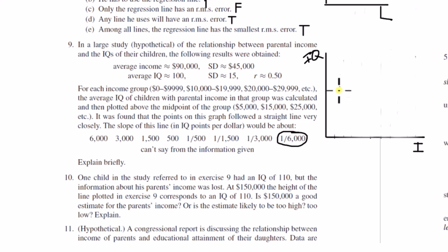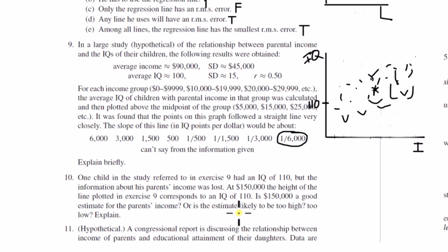So we've got some scatter plot here. It's about 0.5. Okay, here's the point of averages. So you had a child in the study with an IQ of about 110, which is a little bit below average. So like right here. Okay, there's the 110. But the information about the parents' income was lost. And so they're saying at $150,000, the height of the line plotted in the previous exercise corresponds to an IQ of 110. So would that be a good estimate for the income?